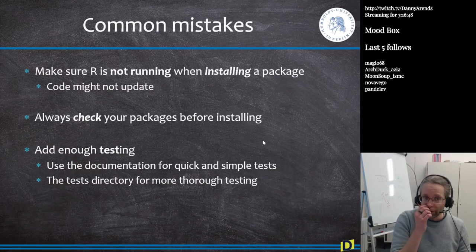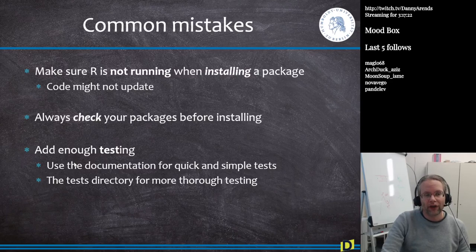So some common mistakes when you make an R package. When you install a package into R, make sure that R is not running. Right, since you're installing it via the command line, you could have your R window open. And especially if you're working with multiple monitors, then it might be that R is running, because if R is running, it cannot update the package code. Always make sure that you check your package before installing. So always run R CMD check first and then run R CMD install.